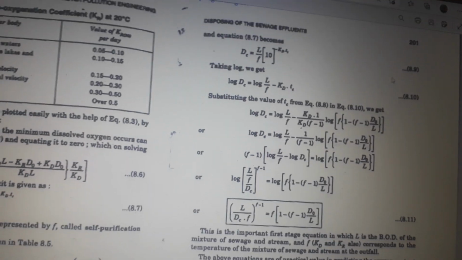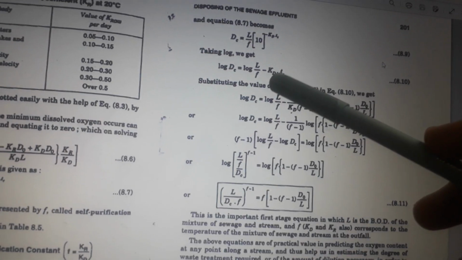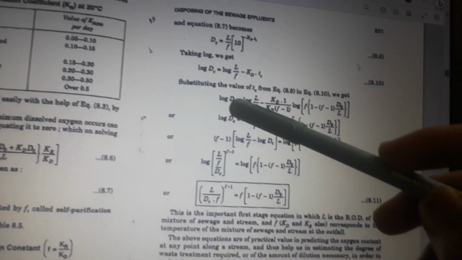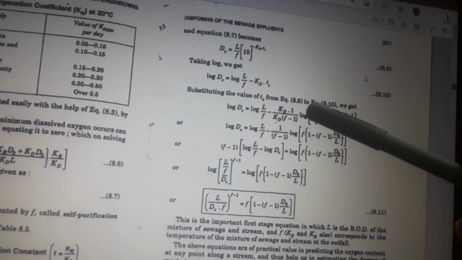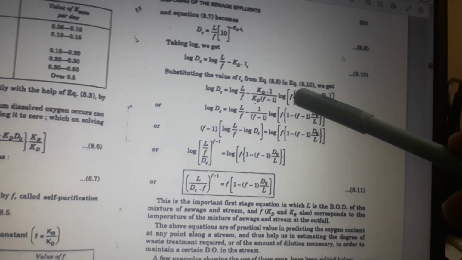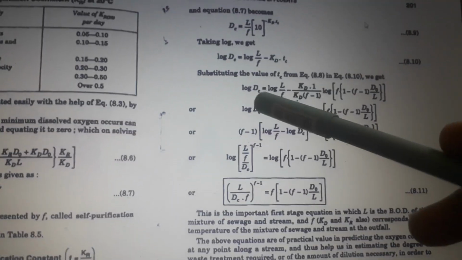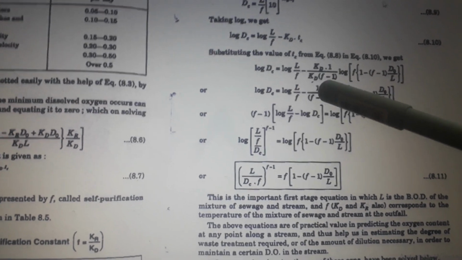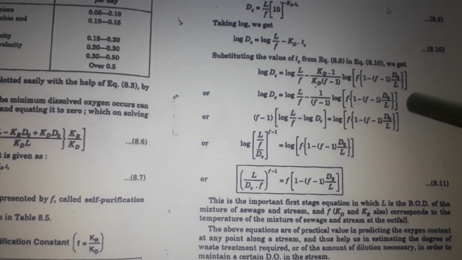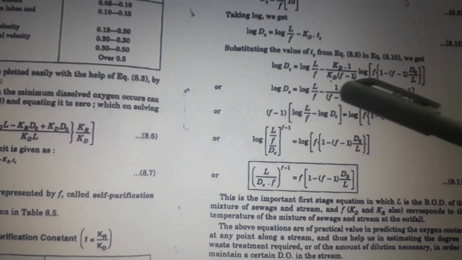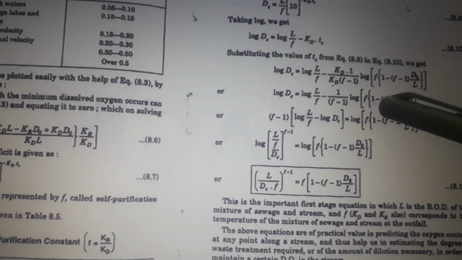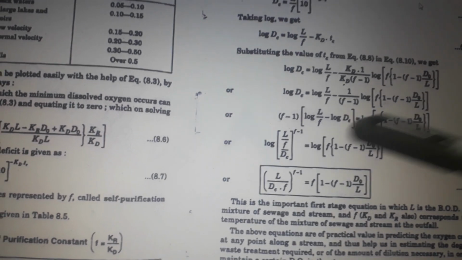Then log dC is equal to log L by F minus Kd into Tc. Then substituting the value of Tc from equation 8.8 in equation 8.10, we get log dC is equal to log L by F minus Kd into 1 over Kd into F minus 1 into log F into 1 minus F minus 1 into d naught by L. Log dC is equal to log L by F minus 1 by F minus 1 log F into 1 minus F minus 1 into d naught by L.